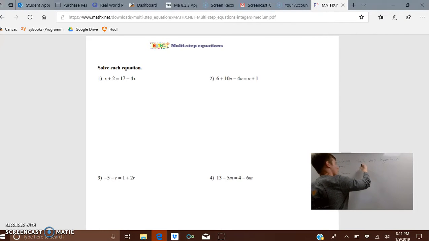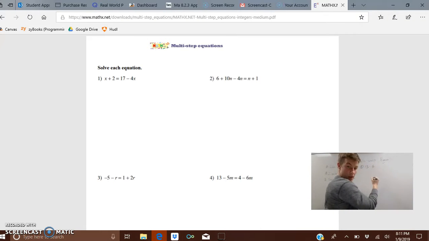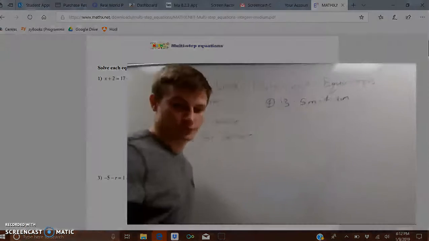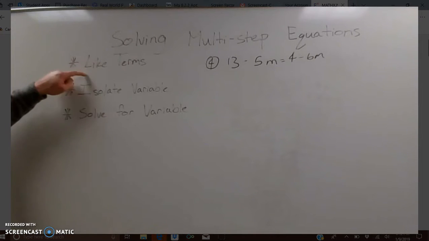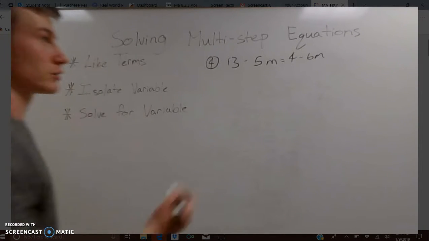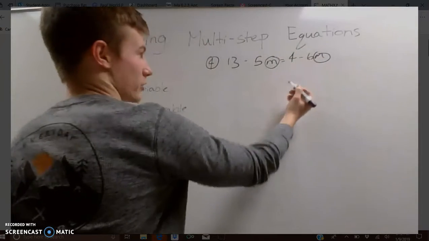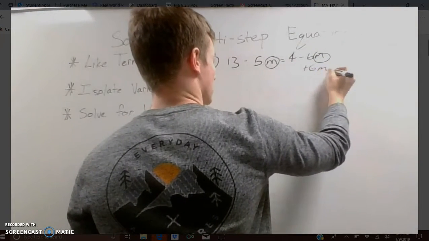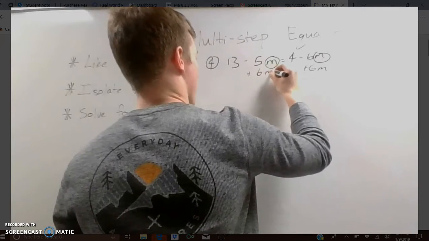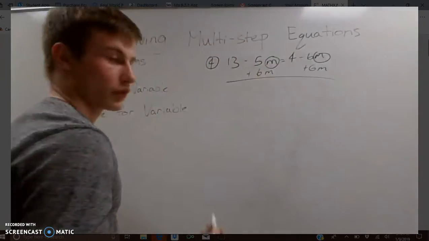Number 4. We have 13 minus 5m equals 4 minus 6m. So here you see we have two m's. So when I get those two m's together, what we're going to do is add our 6m to one side and do the same thing to the other. So what you do to one side, you have to do to both sides.